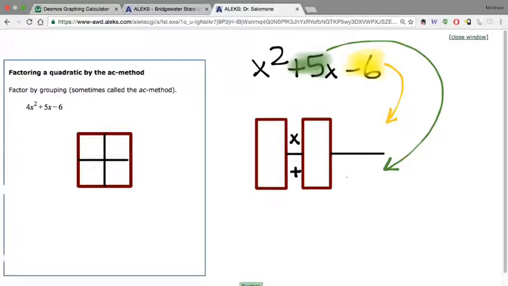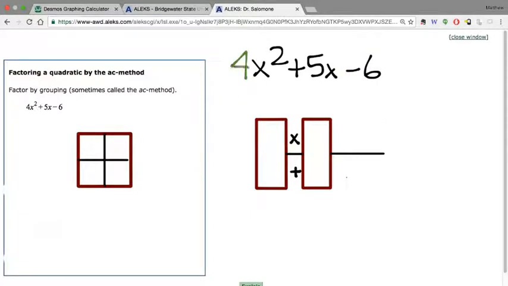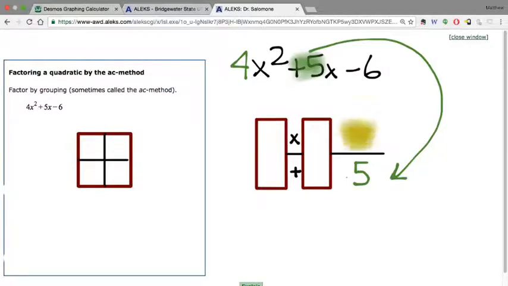But when that leading coefficient is no longer 1, when I introduce a 4 here, the good news is that the sum remains the same. So I'm still going to want the sum to be positive 5 in this example. What changes is the product. So my product that I'm going to put right here is no longer just negative 6, but it also incorporates the 4. So it takes those two together and it multiplies them. 4 times negative 6. And so the product that I want is actually negative 24.